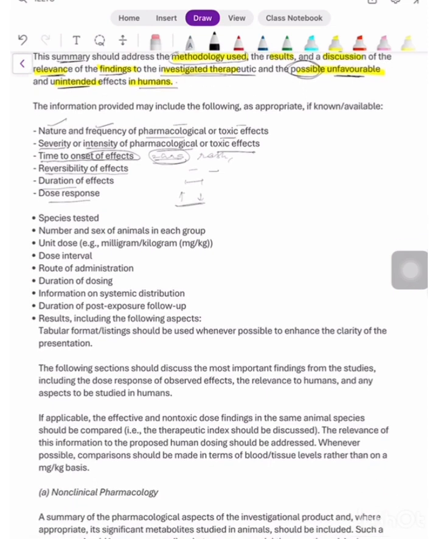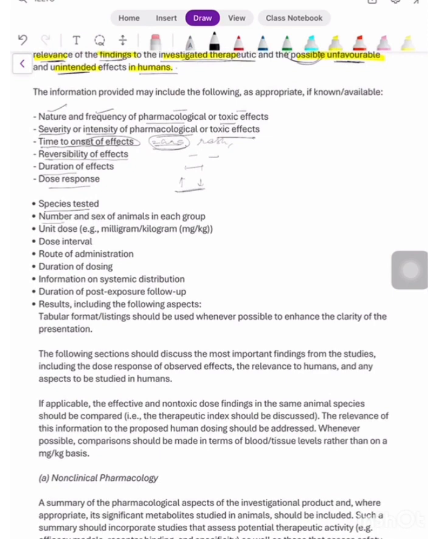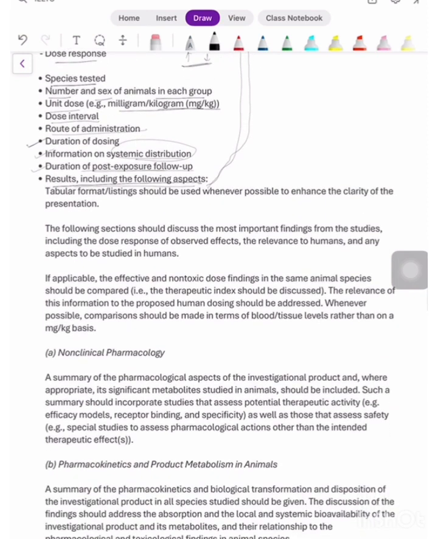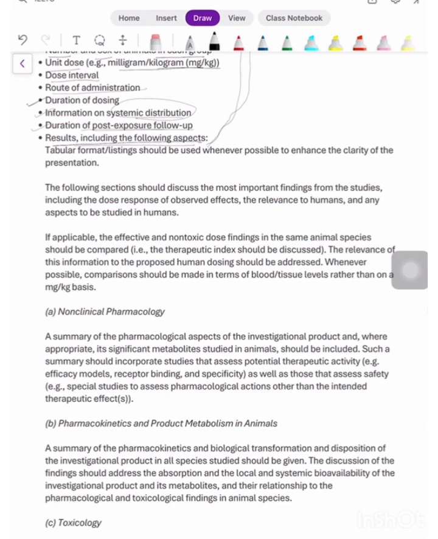On what species tested, number and gender of animals in each group, what unit dose was taken, dose interval, route of administration, duration of dosing, information on systemic distribution, very important, duration of post exposure follow-ups also important, results including the following aspects. So these are the results that are included, it's mentioned here that results including following aspects. So tabular format listing should be used wherever possible to enhance the clarity of the presentation.